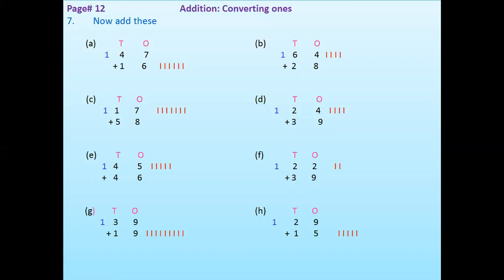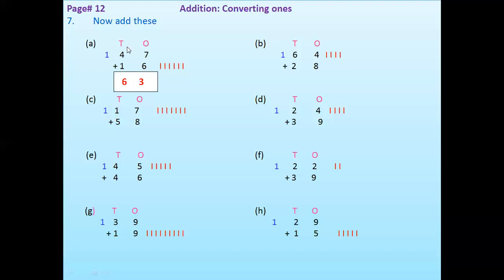Now look, part A, 7 plus 6. So 6 is the smaller. So draw 6 lines and add these lines into 7. 7, 8, 9, 10, 11, 12, 13. So write 13 here? No, only write 3 and 1 will go to add into tens.